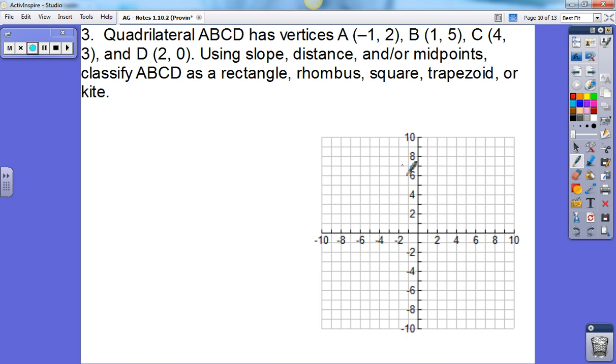Alright, the third one, we have this quadrilateral. Let's see, A, B, C, and D.